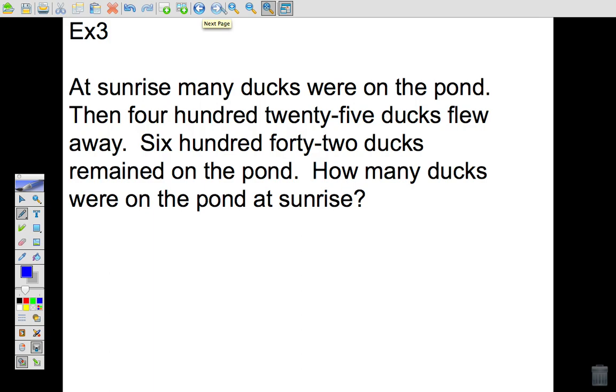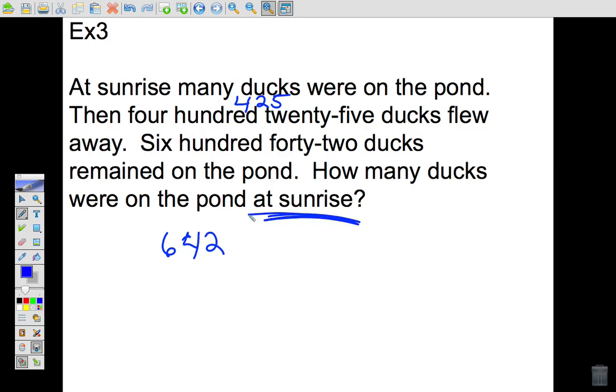All right, example 3. At sunrise, many ducks were on the pond. So I'm going to think about it: when the sun's coming up, there were a lot of ducks on the pond. Then 425, so I'm going to write that down, then 425 ducks flew away. I don't know how many there were originally, but then 425 of them flew away. Now it says 642 ducks remained on the pond. It wants to know how many originally were there at sunrise.